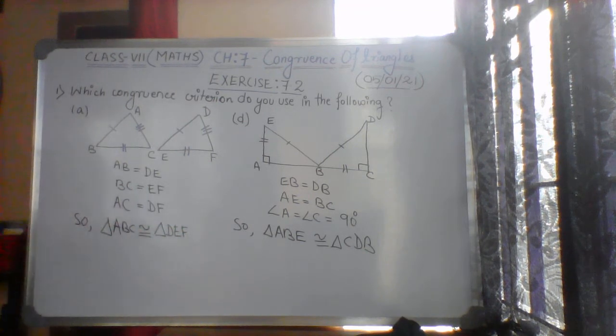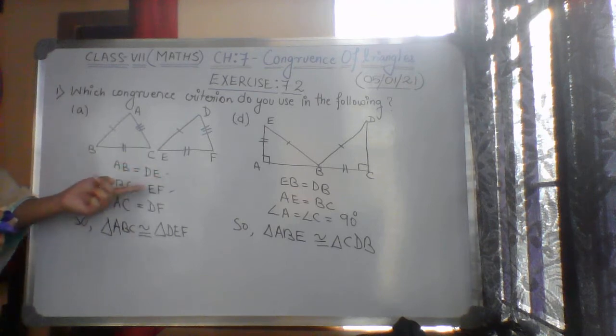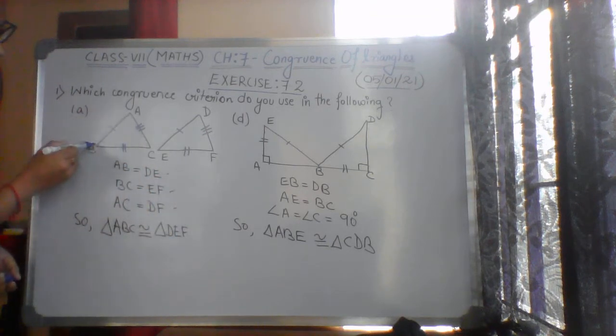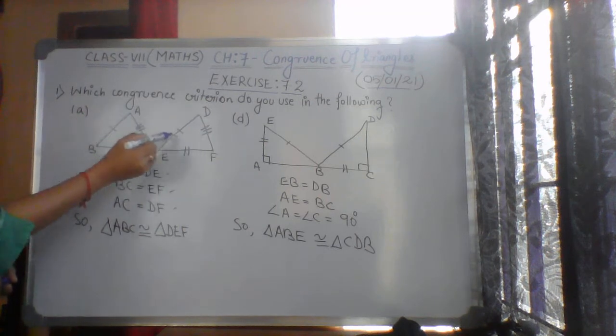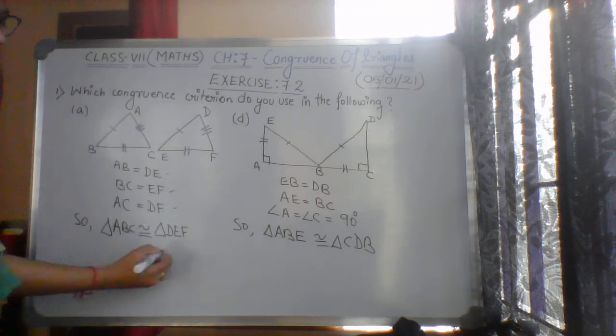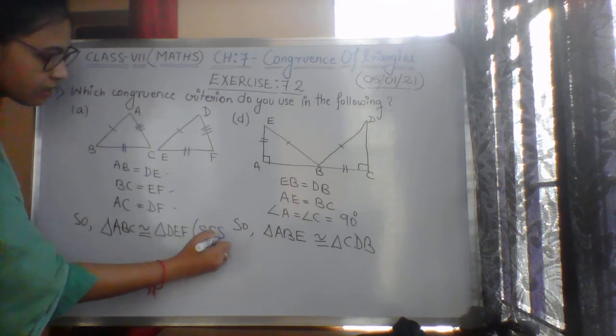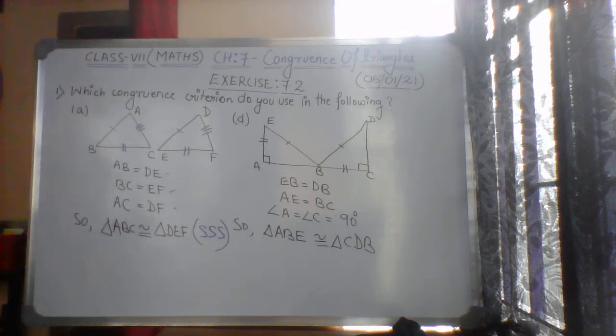Now you have to tell which criterion. You can easily see this is a side: AB equals DE, side congruency is given. BC equals EF, this is also side congruency given. AC equals DF, this is also a side. So side, side, side. So it is congruent by the SSS criterion. I hope it is clear.